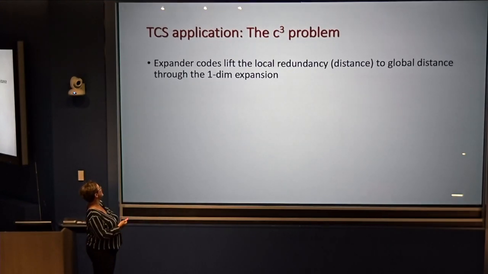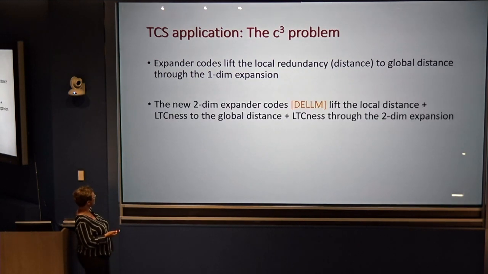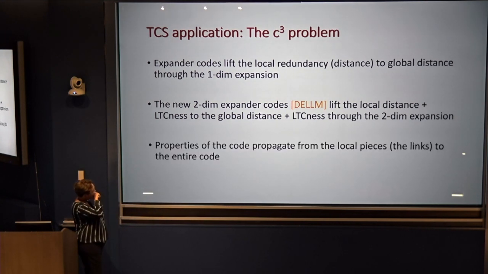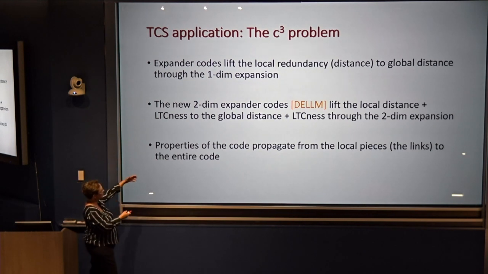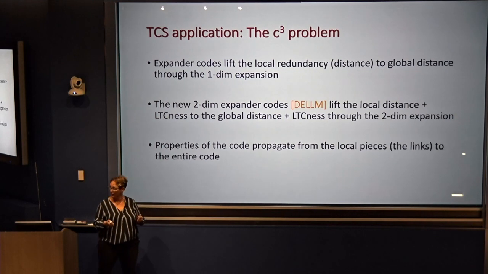Okay, so in this slide, I wanted to emphasize this. In the one-dimensional expander codes, we lifted the local redundancy to global distance. And in the new two-dimensional expander codes, we lift both the local distance and the extra property of being locally testable globally using the two-dimensional expansion. And the properties of the code propagate from local pieces, the links, to the entire code.